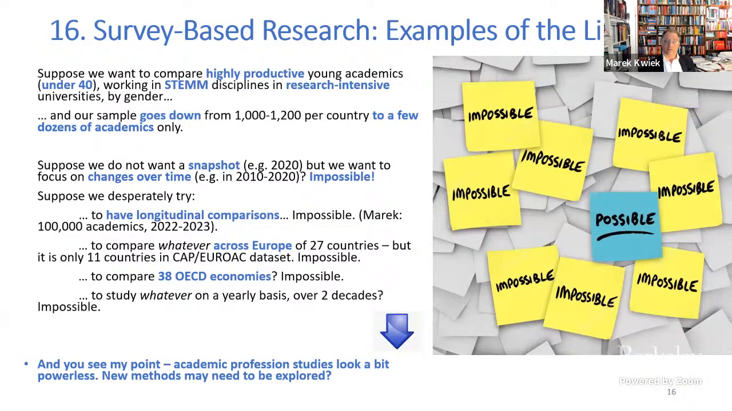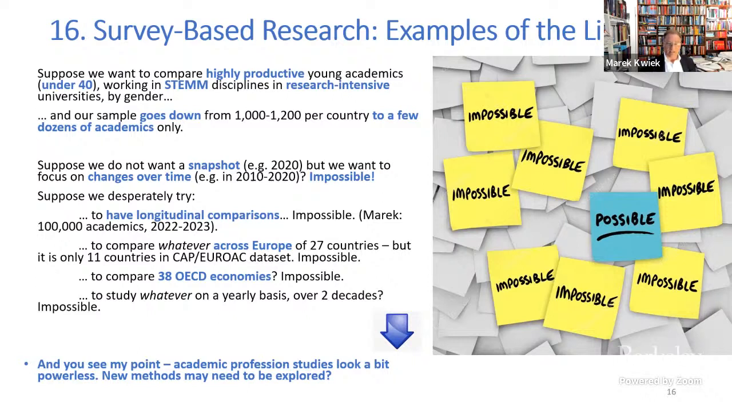One of those yellow signs on the right. It's just impossible to see changes over time from surveys. We cannot have longitudinal comparison. It's impossible. We cannot compare whatever across Europe of 27 countries, because as in my case, we had only 11 countries, and it's a big limitation. We cannot compare, say, OECD economies, or we cannot compare whatever on a yearly basis. So you see the point.